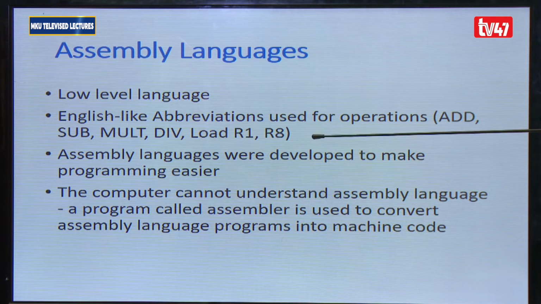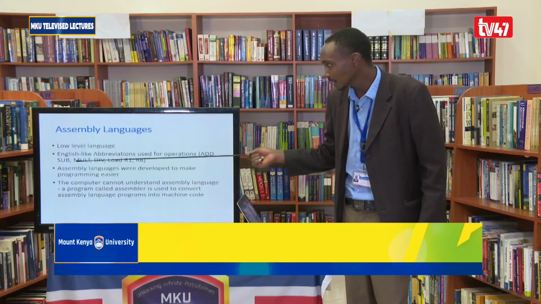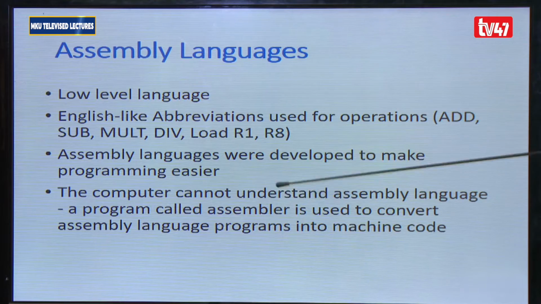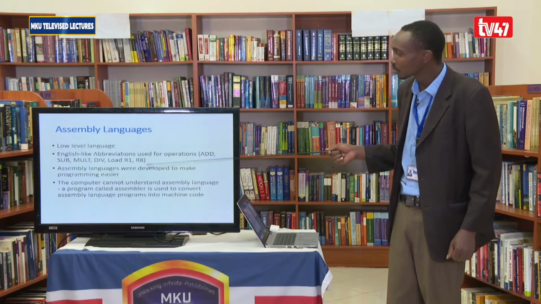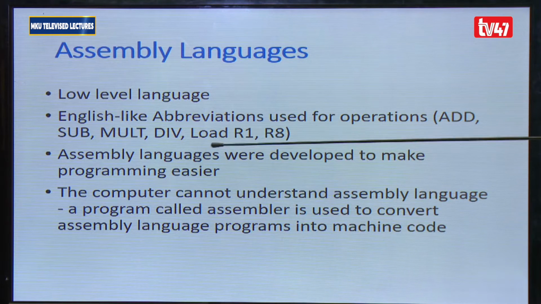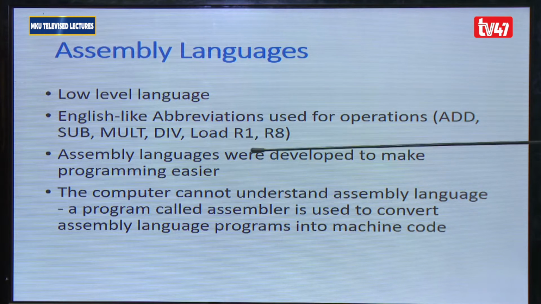Assembly languages are actually made up of symbols, or mnemonics, which are abbreviations. For example, add X and Y. We can say subtract X from Y, multiply X, Y, divide, and so on. Load: this is how the computers will be able to communicate if you are using assembly language. Load R1, for example, anything that is in the memory location called R1, you load it to the screen or something like that. So they were developed to make programming easier.